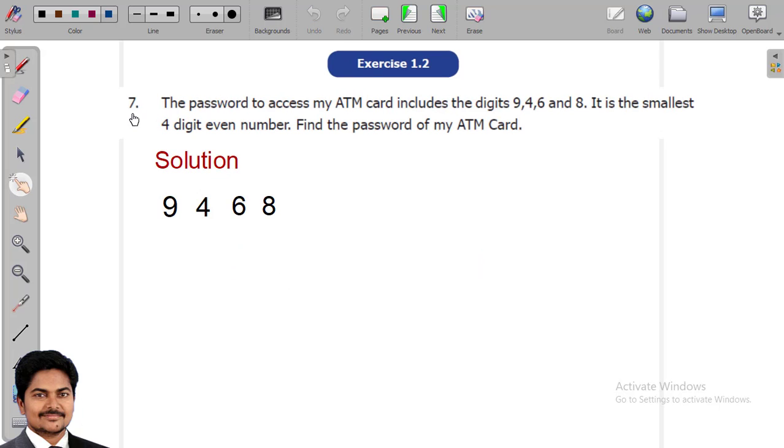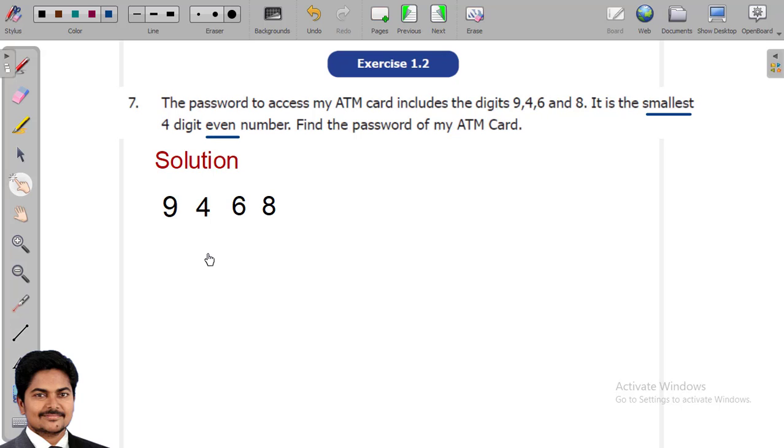Question number 7. The password to access my ATM card includes the digits 9, 4, 6 and 8. It is the smallest 4-digit even number. Find the password of my ATM card. Dear children, we know that an ATM card consists of a 4-digit number as password. What is the condition given here? The 4-digit number should be the smallest number as well as it is an even number.